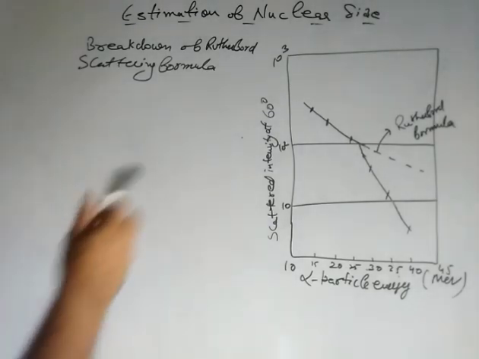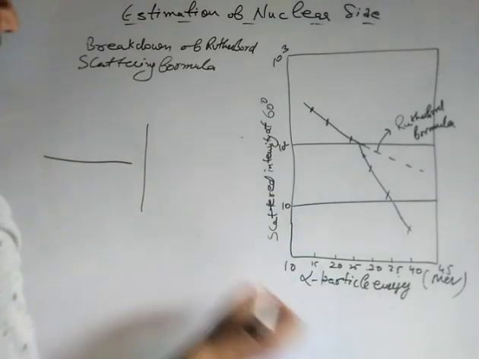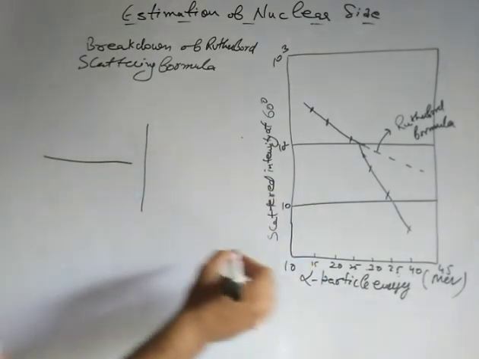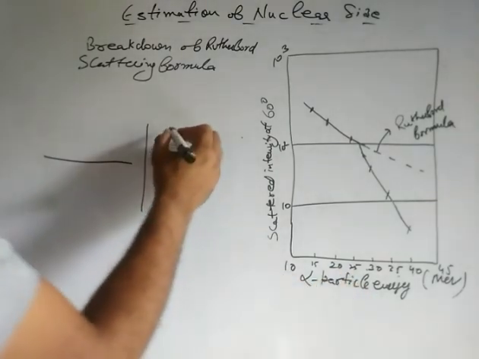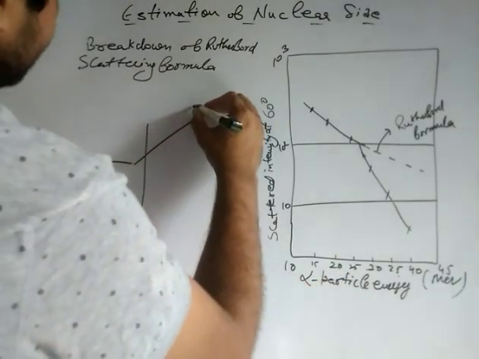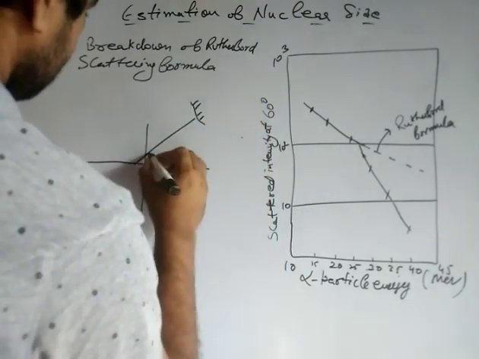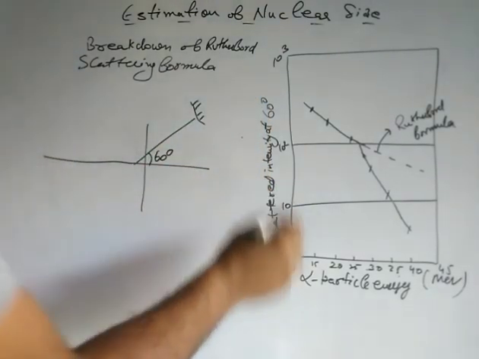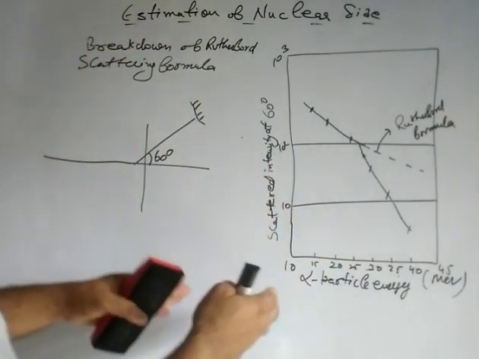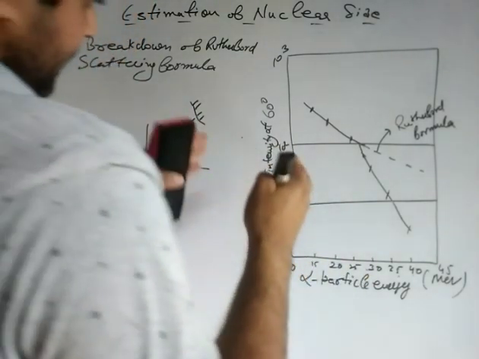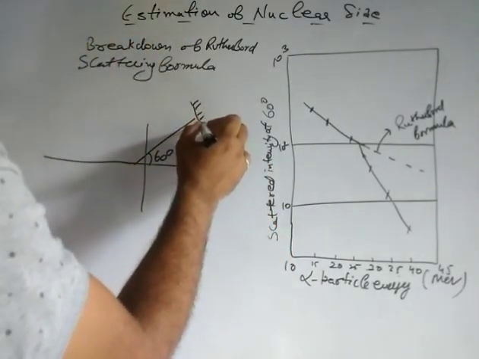This means that your detector is placed at 60 degree. Now suppose this is your metal foil and this is the beam of alpha particles. You are sending a beam of alpha particles with different kinetic energies. Suppose at 60 degree you place your detector. So this angle is 60 degree, and at 60 degree you are noting the intensity of the alpha particles that you are getting at this detector.